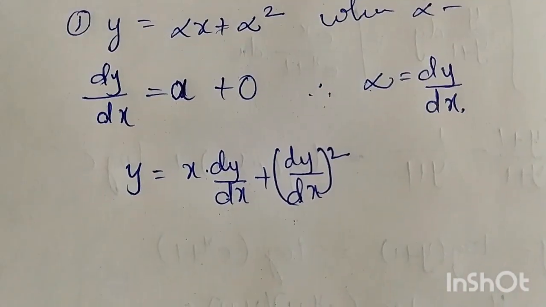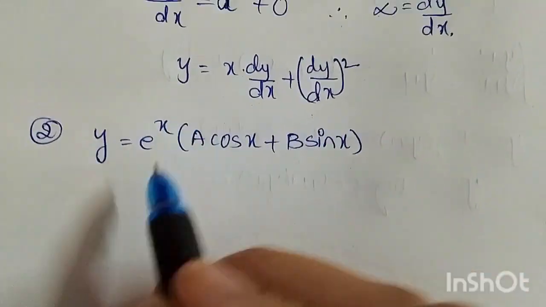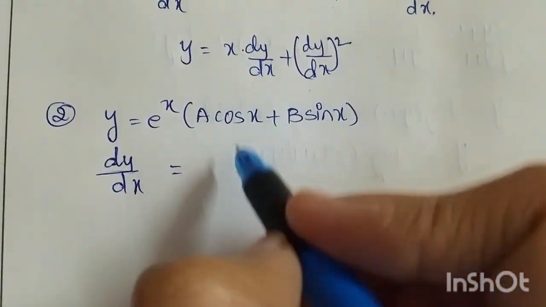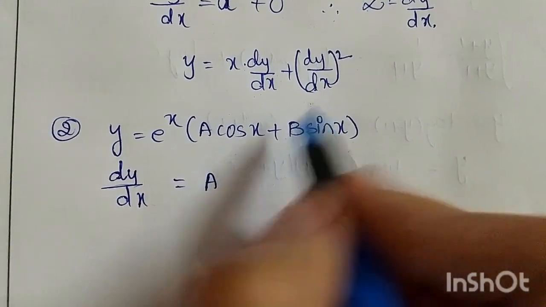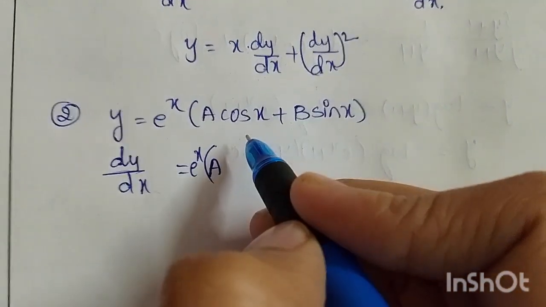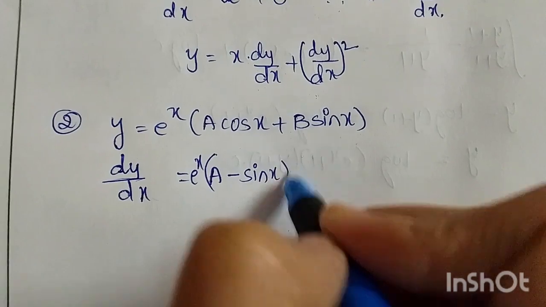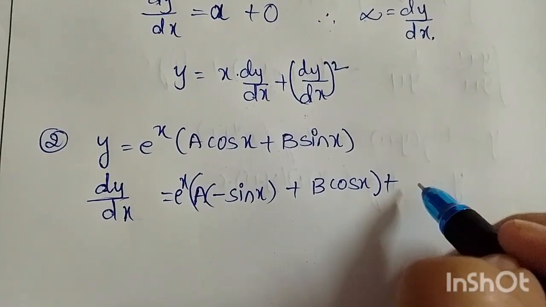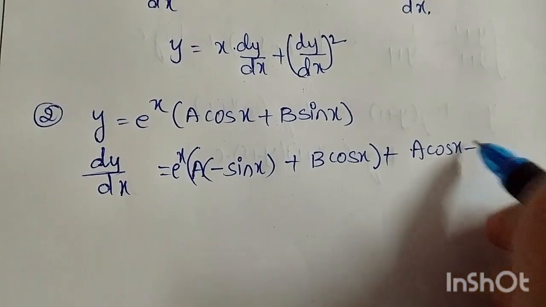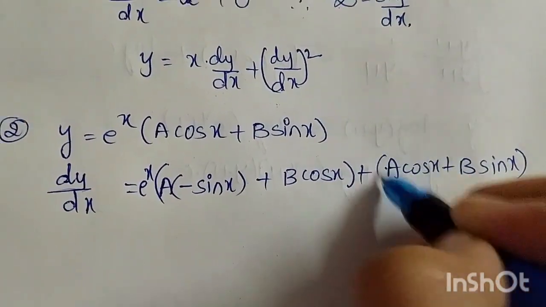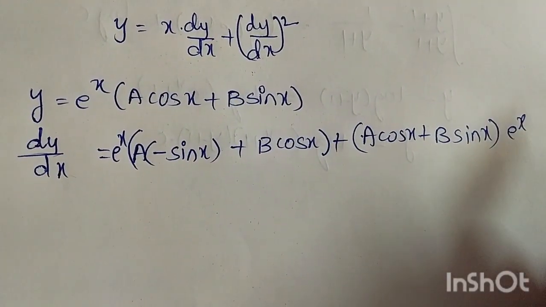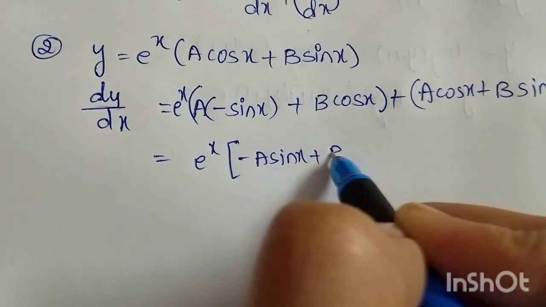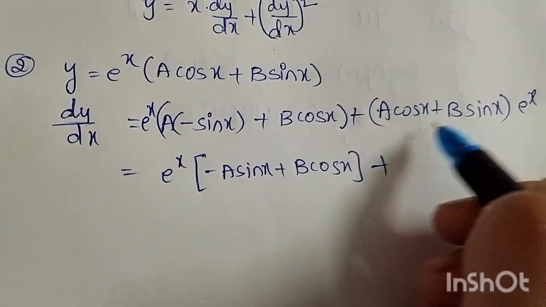Let's do one more question. So y is equal to this. First we differentiate with respect to x. So first this e power x, we'll do uv like this. Cos x differentiation is minus sin x, plus sin x differentiation is cos x. Now we'll write this: a cos x plus b sin x. e power x differentiation is e power x only. So now I can write like this, minus a sin x plus b cos x. What is this? This is my y itself, right?